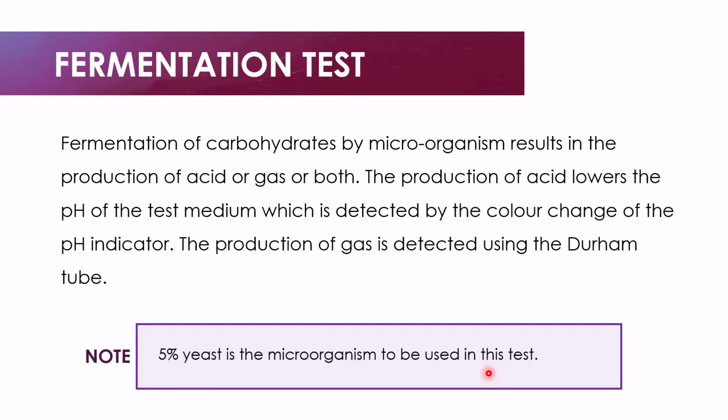The next step is the fermentation test. Fermentation of carbohydrates by microorganisms like yeast results in the production of acid or gas or both. The production of acid lowers the pH of the test medium, which is detected by the color change of the pH indicator. The production of gas is detected using the Durham tube. And what we also have to note is that 5% yeast is the microorganism that we are going to use in the fermentation test.